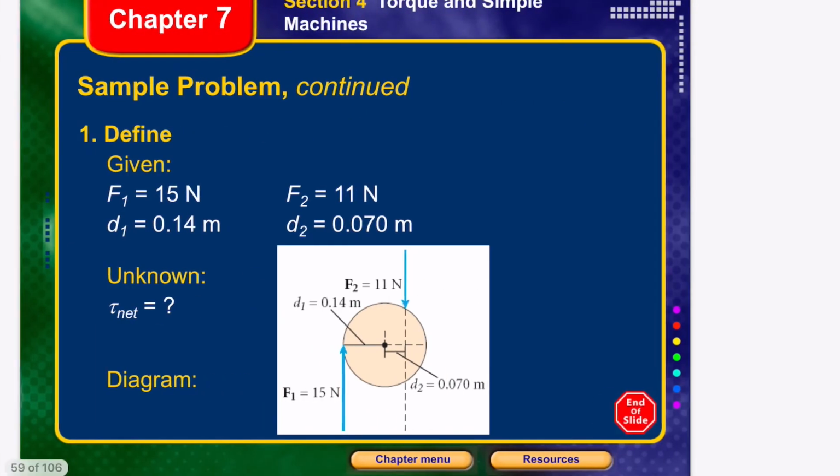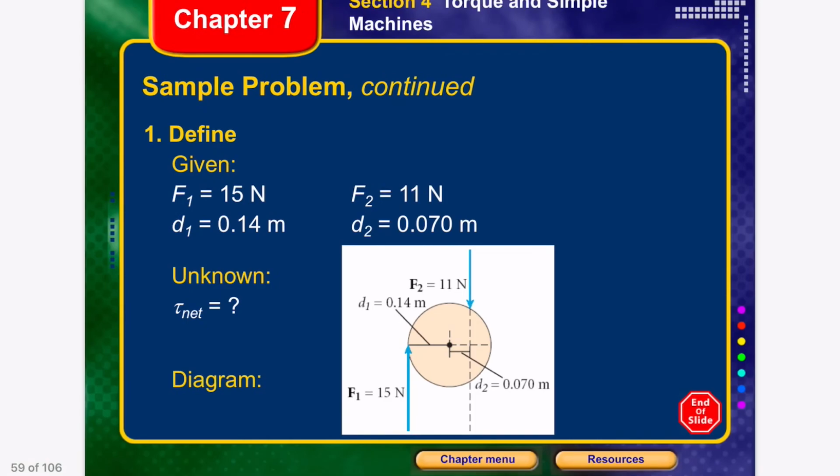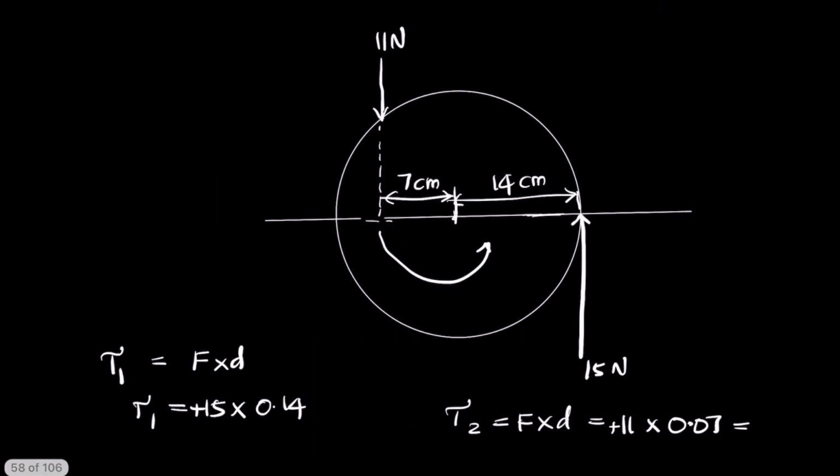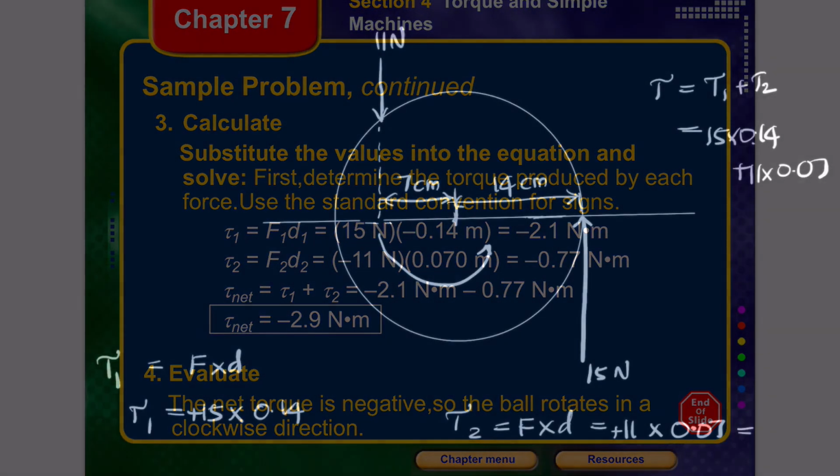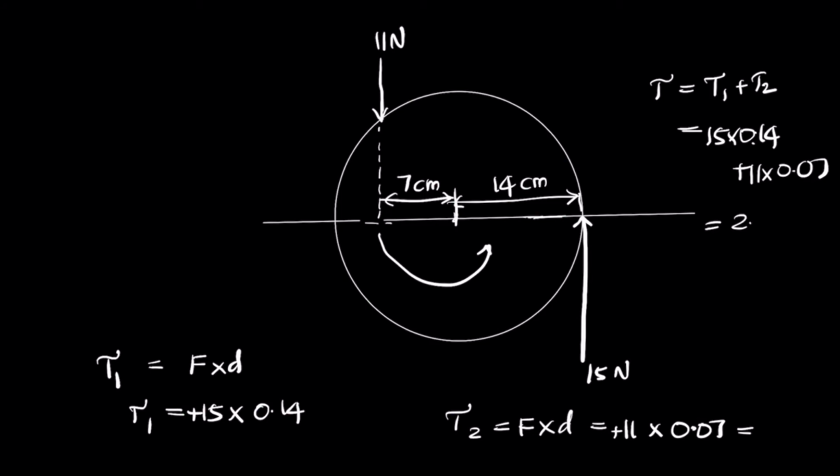So we need to know the net torque. The net torque is going to be the sum of the torques, torque 1 plus torque 2. 15 times 0.14 plus 11 times 0.07. So this is the total torque, which when calculated gives you a value of 2.9 Newton meter of torque.